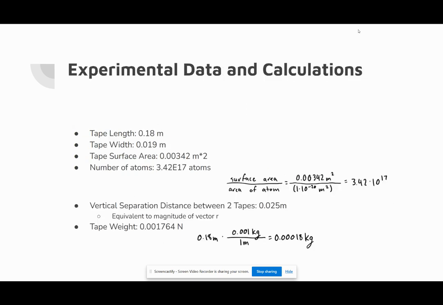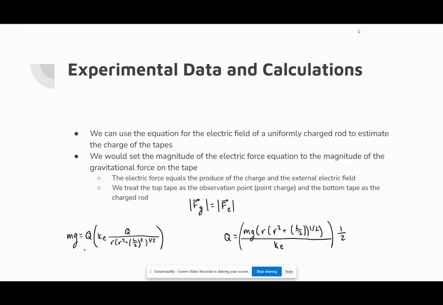For our experimental data and calculations, the tape length was 0.18 meters, our tape width was 0.019 meters, our tape surface area was 0.00342 meters squared, and the number of atoms was 3.42 e to the 17th atoms, which was the surface area over the area of an atom. And then our vertical separation distance between the two tapes was 0.025 meters, and our tape weight was 0.01764 kilograms, not newtons.